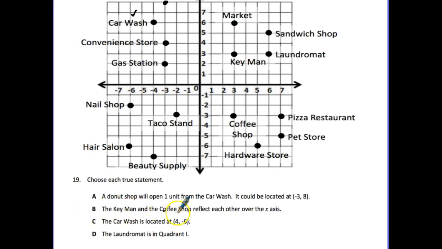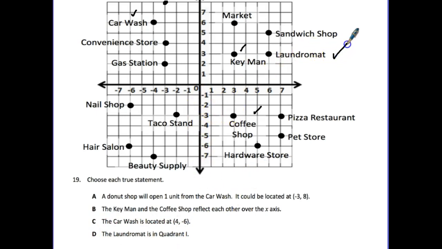The key man and the coffee shop reflect each other over the x-axis. The key man and the coffee shop. The car wash is located at 4, -6. So you're going to be checking the points for the car wash. And is that a true statement? And the laundromat is in quadrant 1.